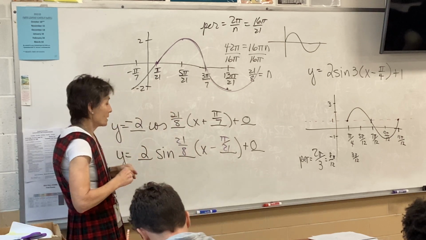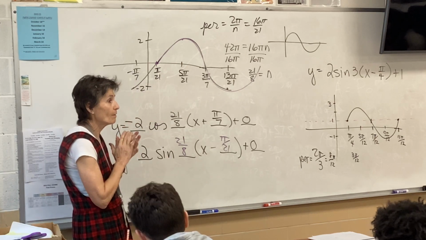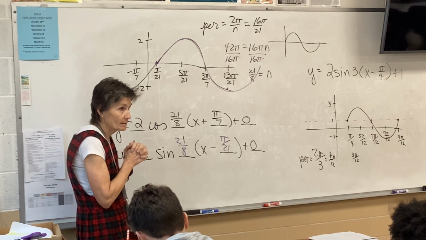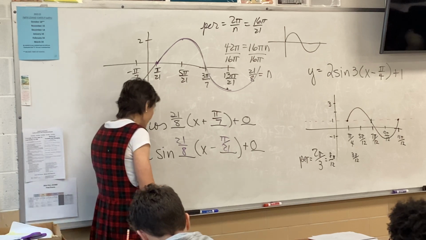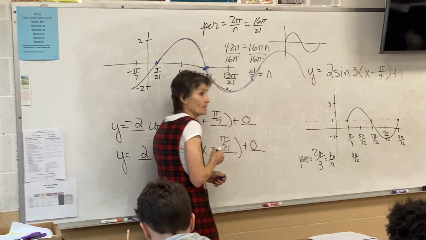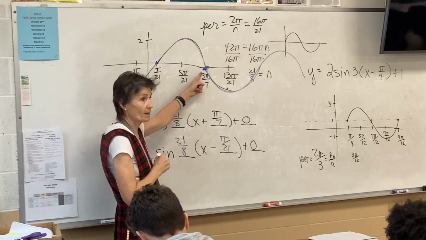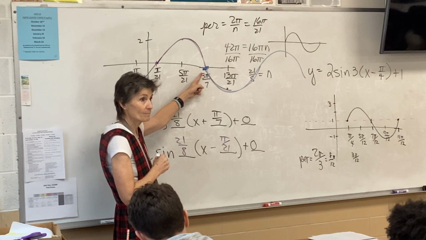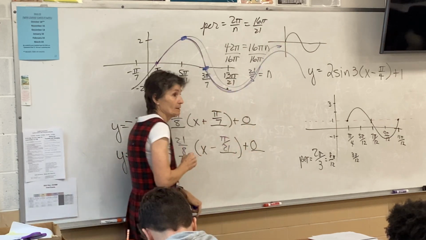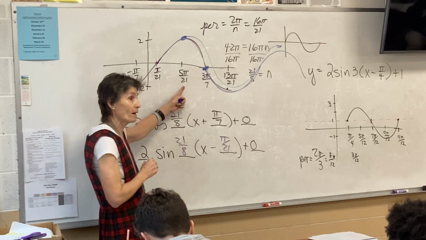Now, those are the two that come to my mind when I look at this picture. Are there other possible answers? Infinitely many. Because could I start here and look at this part of the curve? That would be a negative sine with a phase shift of 3 pi over 7. Could I start here and look at this part of the curve? Yep, that would be a positive cosine with a phase shift of 5 pi over 21.